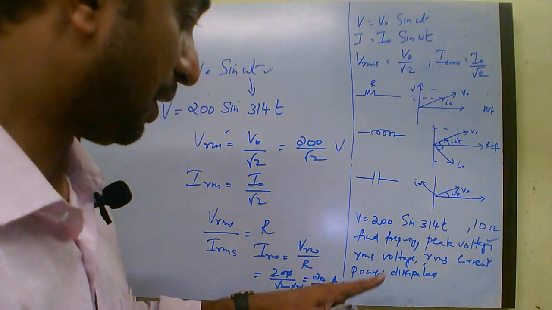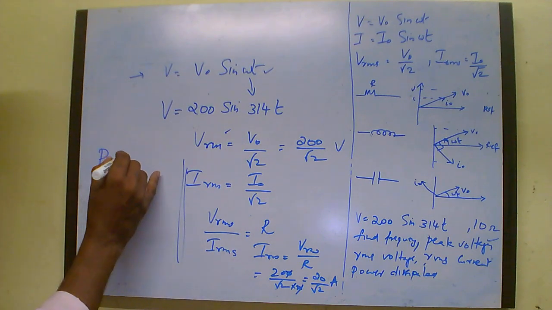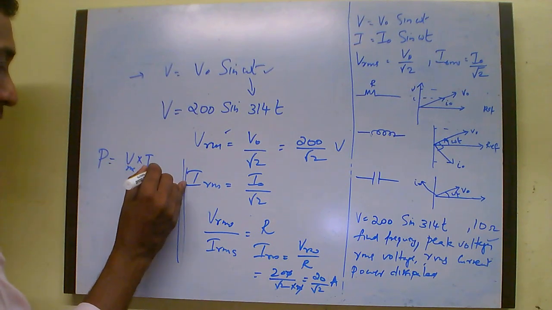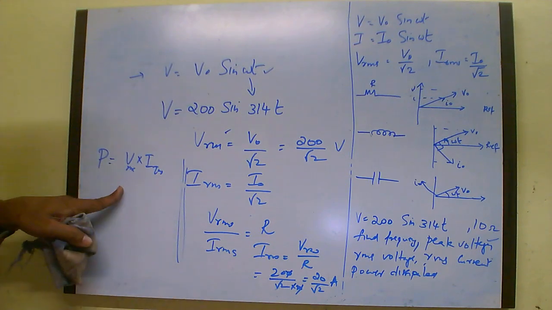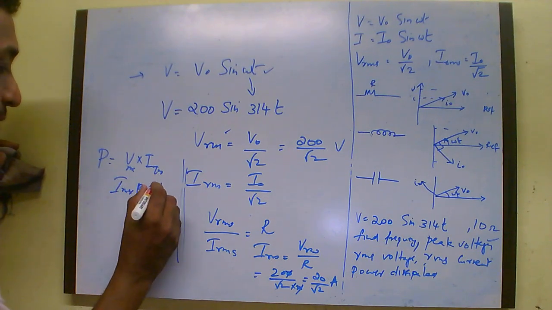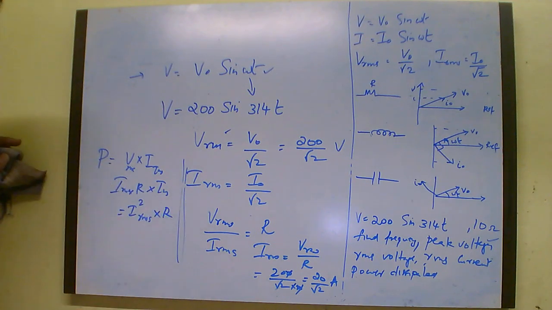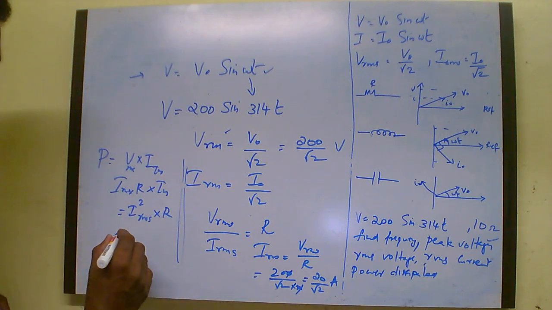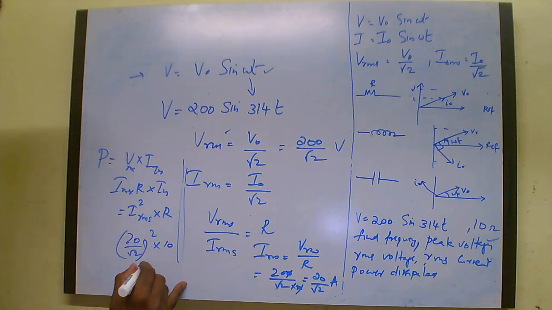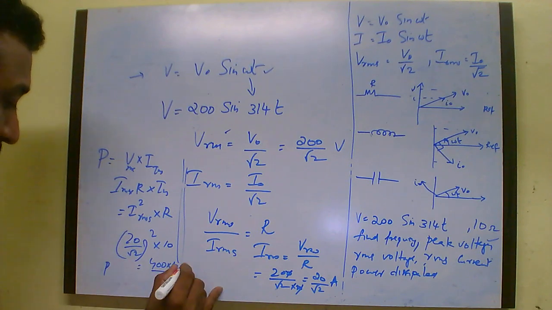Then one more part is the power dissipated. Since it is applied across a resistor, power is given by V times I, or VRMS times IRMS, or you can write it as IRMS times R times IRMS. So you can have IRMS squared multiplied by R. You already got the IRMS, which is 20 by root 2, squared, multiplied by R, which is 10. So 400 times 10 by root 2, that is the power, in watts.